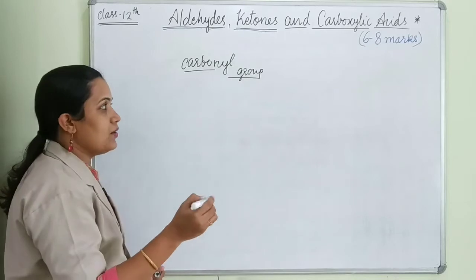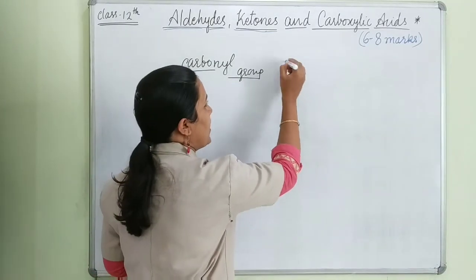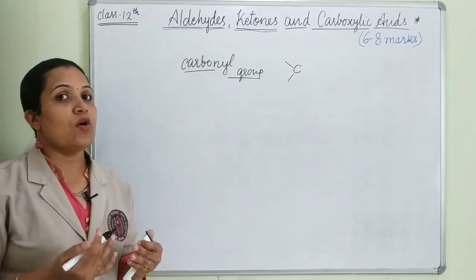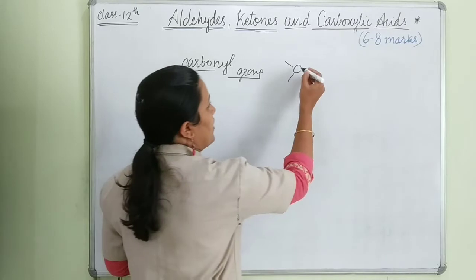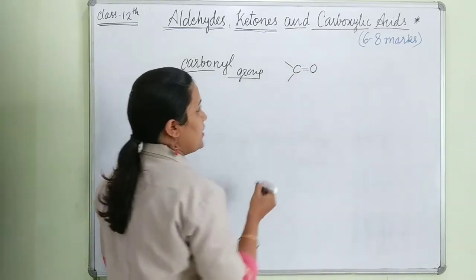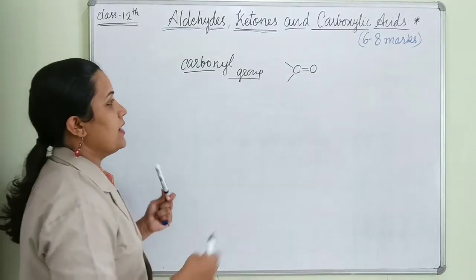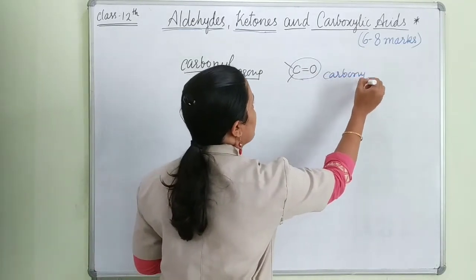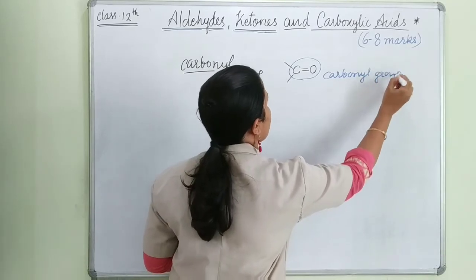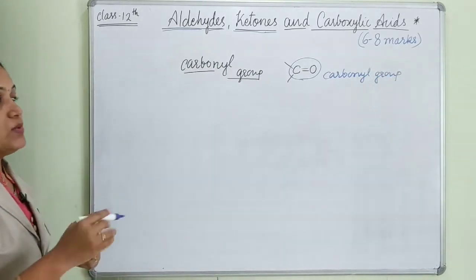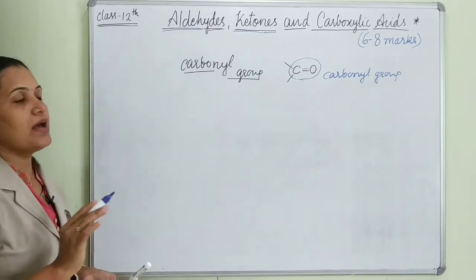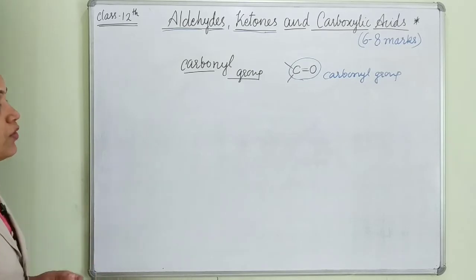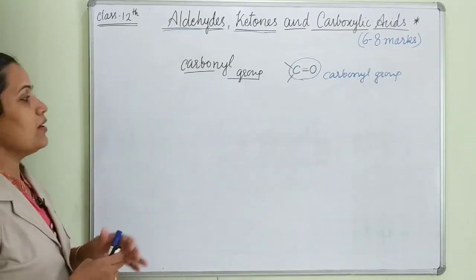The carbonyl group is that group in which two valencies of carbon are attached to maybe the same or different groups, and this carbon is attached to oxygen by a double bond. This is known as the carbonyl group. Aldehydes and ketones as well as carboxylic acids all contain this carbonyl group. Now let me explain whether any more functional groups can contain the carbonyl group.